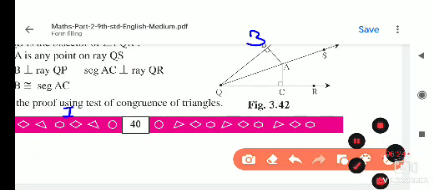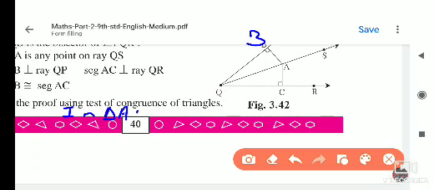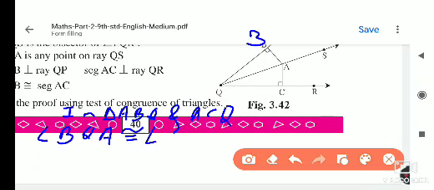So here write: in triangle ABQ and another triangle ACQ, angle BQA is congruent to angle AQC. The reason is given.